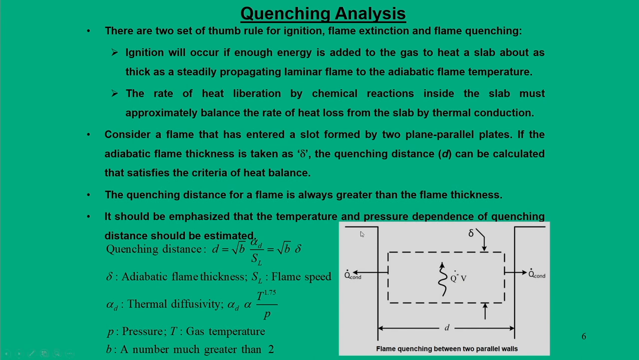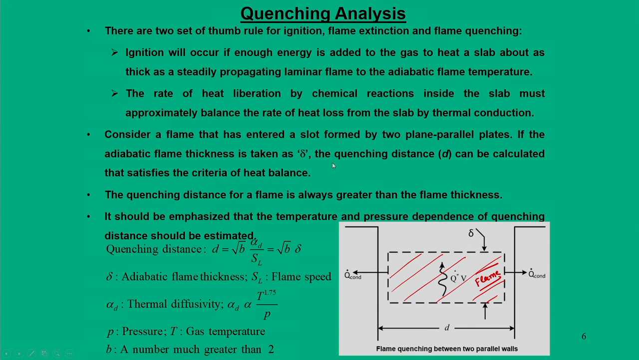If you refer to this figure, we are looking at a flame that enters a slot of diameter d, and this flame has thickness delta. So, this we say is a flame. Now, this is the entire volume in which the flame is being produced, and the entire energy generated within this volume has to be dissipated through conduction to the walls of the slab.